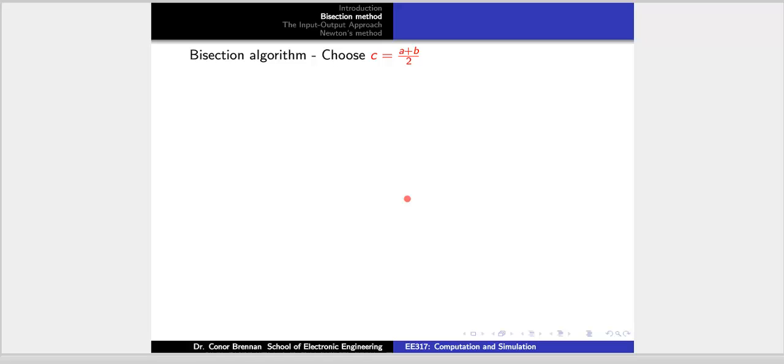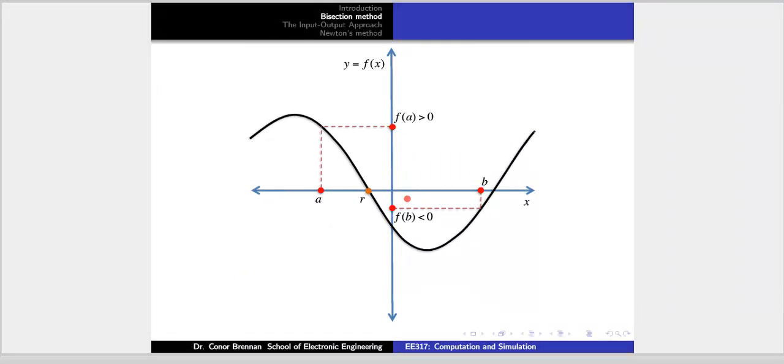Good. So let's get back to our bisection algorithm. The intermediate value theorem, or Bolzano's theorem, tells us that if you can find a and b such that a and b bracket a root, in other words, f of a is positive and f of b is negative, or the other way around, there must be a root somewhere between a and b. What do you do?